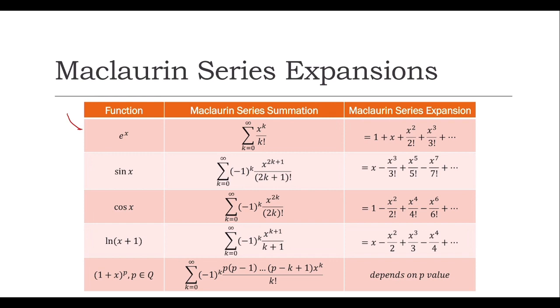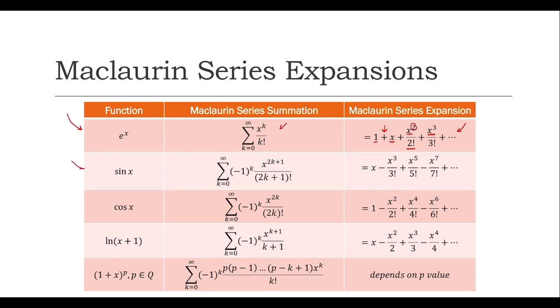So we have our function e to the x, which is the sum from k equals 0 to infinity of x to the k over k factorial. So when you expand it, it looks like this. You'll have every single term, so your constant, first degree, second degree, third degree, they're all going to be positive. And then your factorial in the denominator will match the degree.